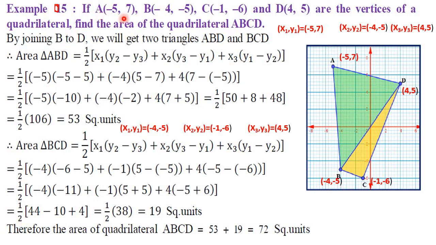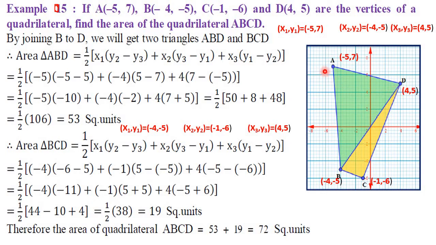If A(-5, 7), B(-4, 5), C(-1, -6) and D(4, 5) are the vertices of a quadrilateral, find the area of the quadrilateral ABCD. So here the points A, B, C and D, which are marked on the graph sheet, are the vertices of a quadrilateral, and we have to find the area of the quadrilateral ABCD.